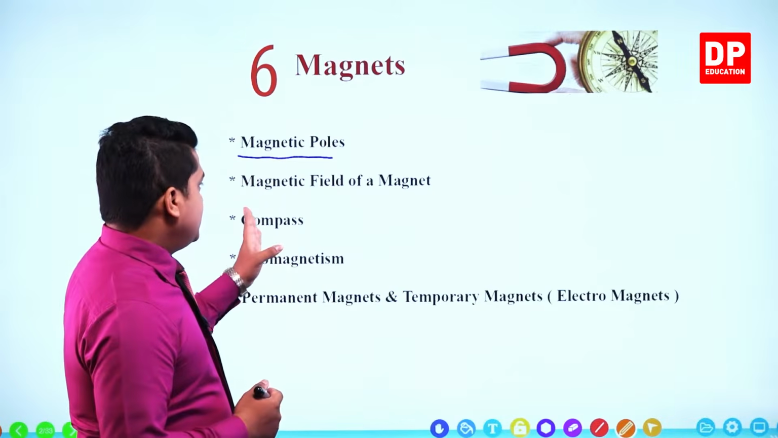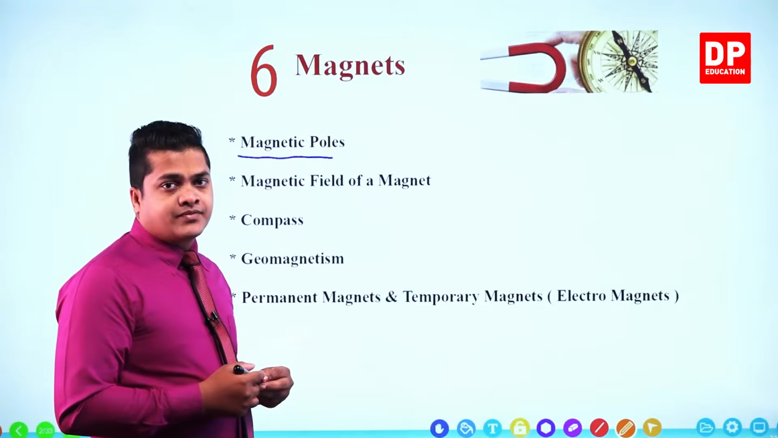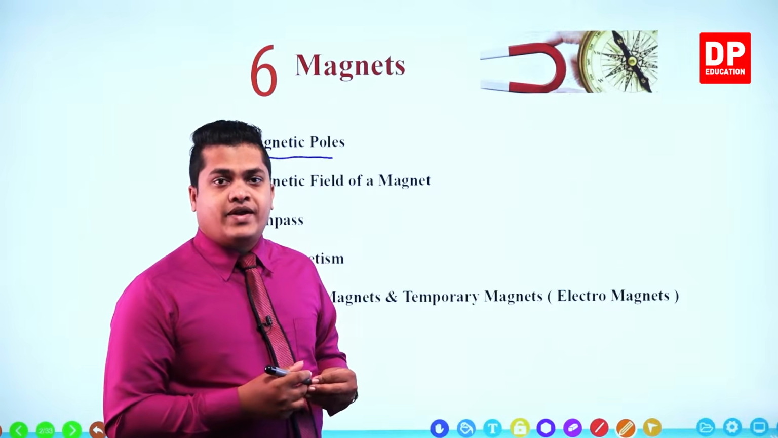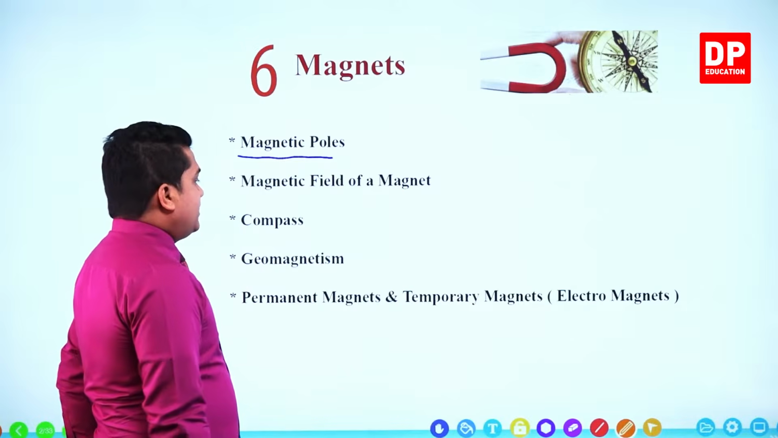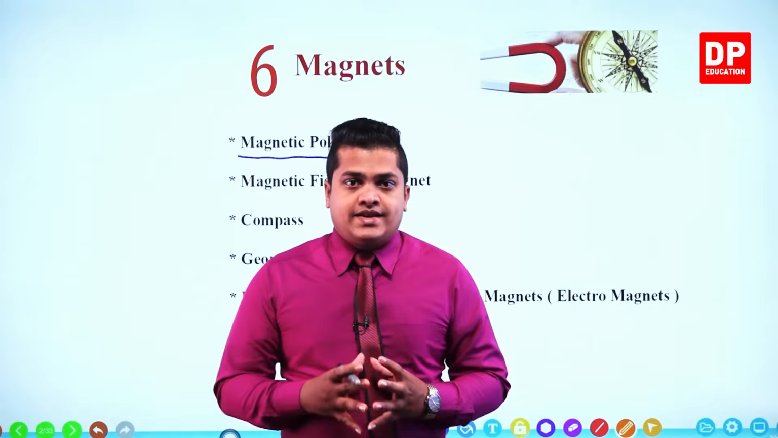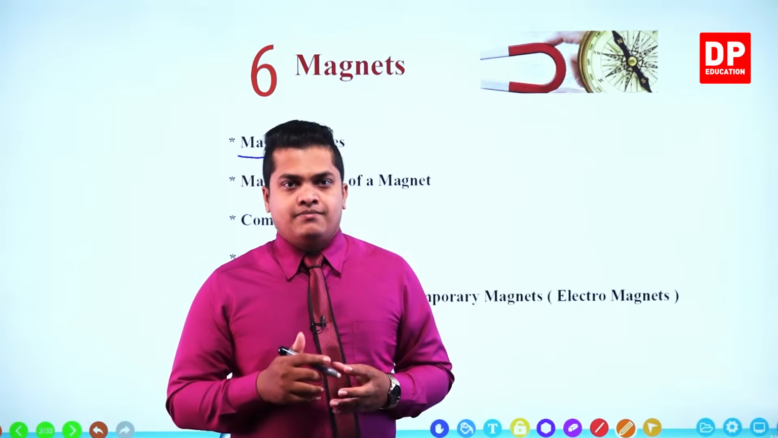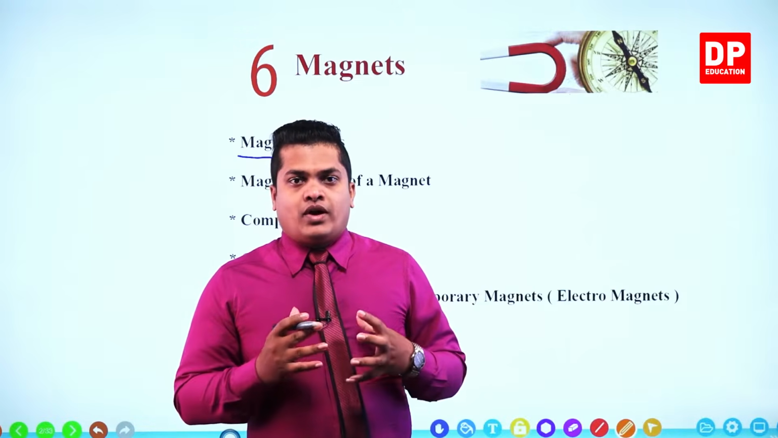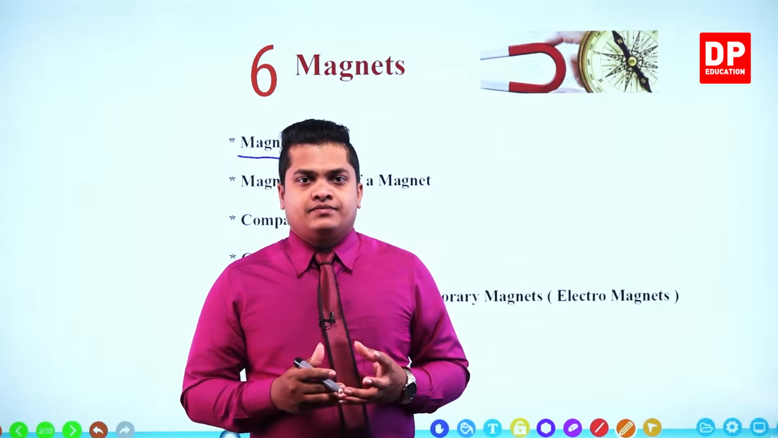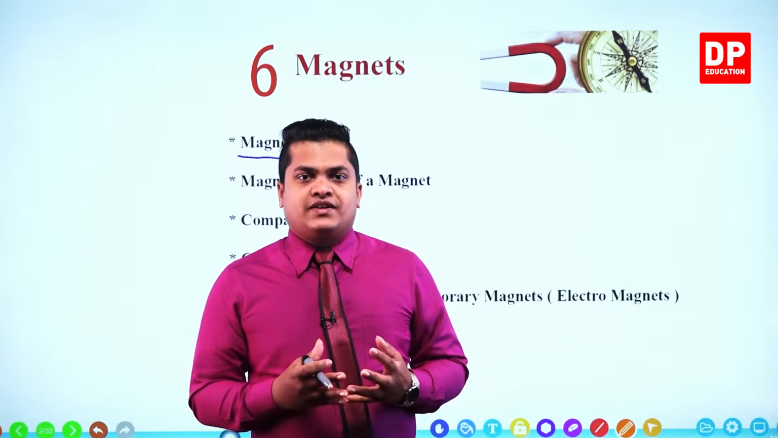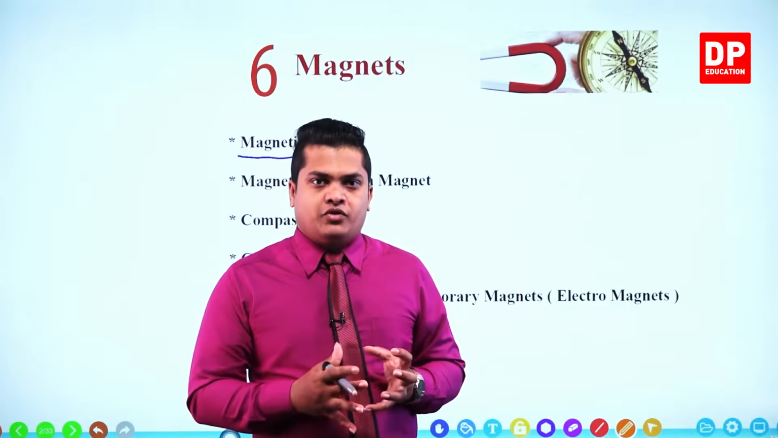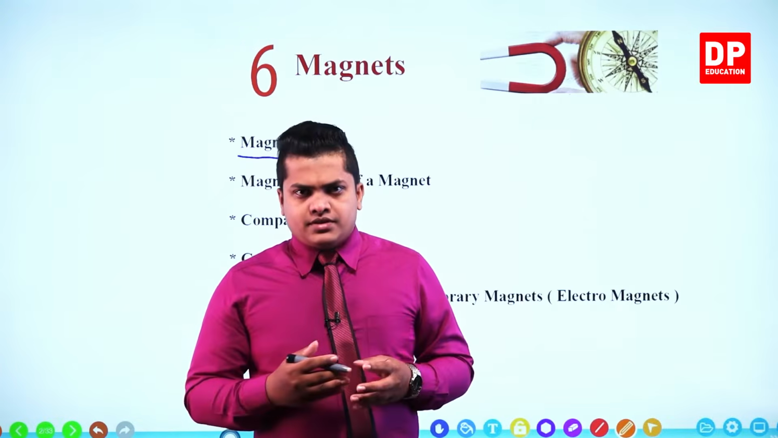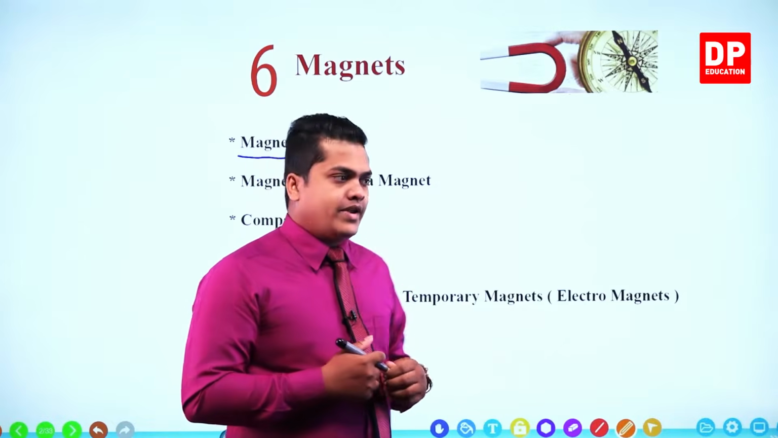The next one is the magnetic field of a magnet. And next we'll be discussing the compass: how to make different types of compass, what things are contained in a compass, and what the use of a compass is. I think you already know these things, but we'll still be discussing further things related to the compass.